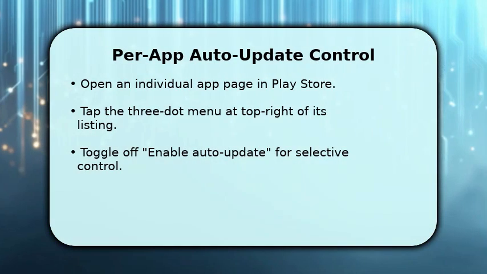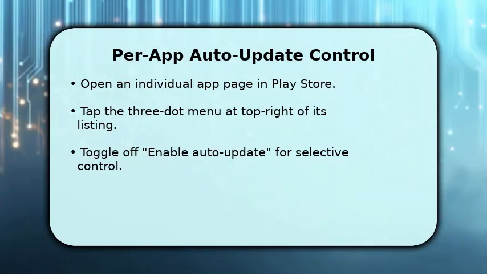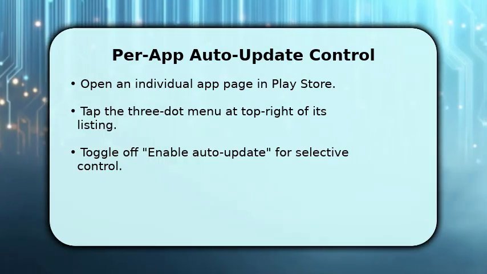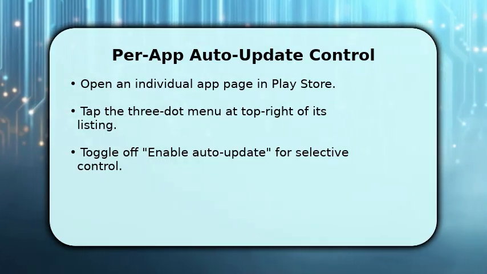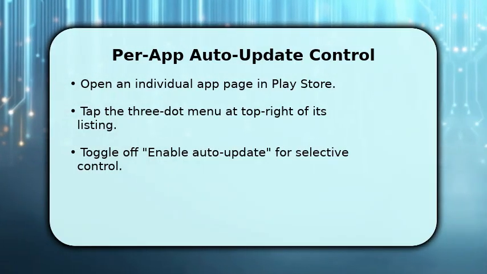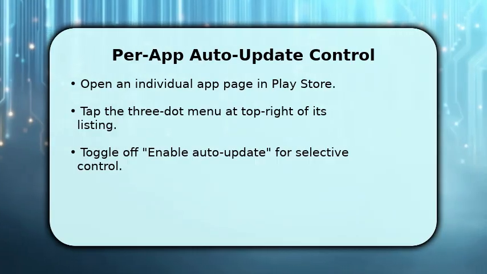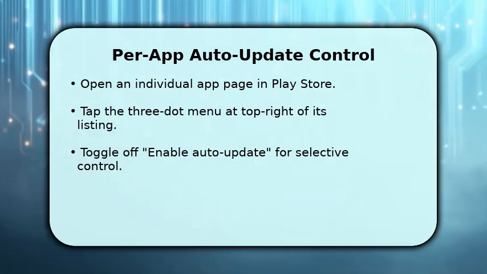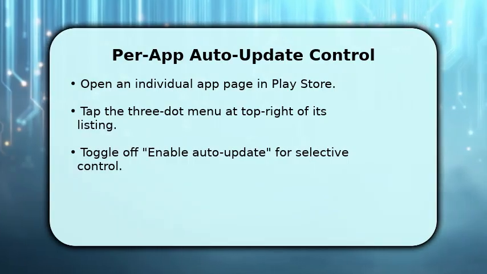After disabling global updates, you often want exceptions. Open any app's Play Store page, tap the three-dot menu, and uncheck Enable Auto Update to stop that app from updating while others might remain allowed. Conversely, leave Auto Update enabled for trusted apps.